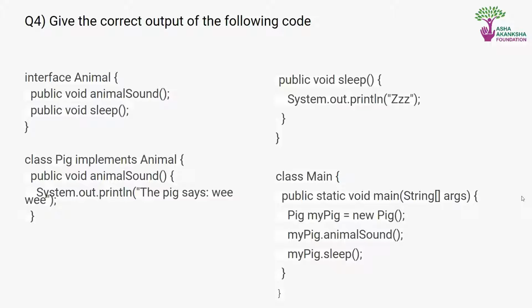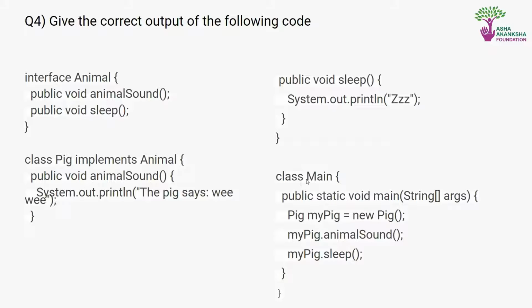Next comes question number 4. Give the correct output for the following code. So let's just see what is happening. First of all, we are making an interface known as Animal and making two methods for animal sound and sleep. Then we create a class called Pig, which is implementing Animal. So we'll override these two methods. Animal sound is overridden, and it prints out this line. Similarly for sleep, it prints out ZZZ.